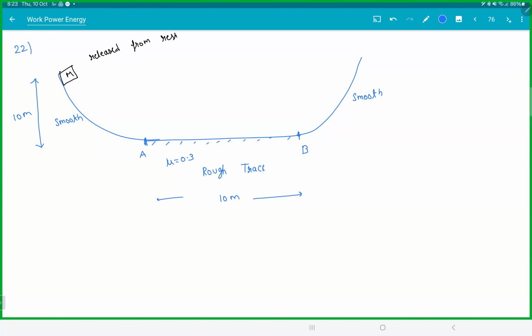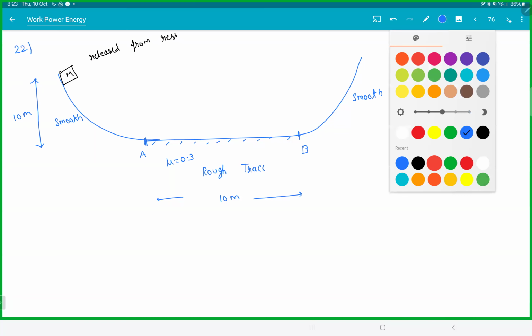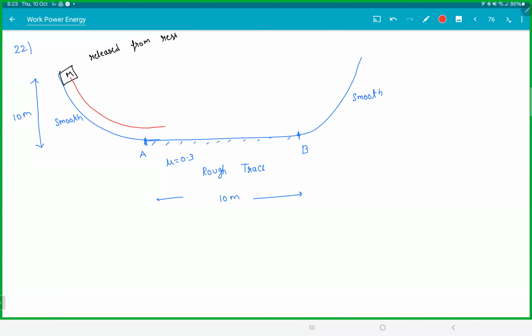Now you tell me what do you think will happen. If you leave the block from here, it will start sliding down. Because of friction it will slow down a bit, then go up here, but it won't reach the same height. Then it comes down again, slides, doesn't reach the same height, and eventually stops, because of the rough surface on the ground. Find the position where the block stops. Options will be 2 meters from A, 3 meters from B, something like that.